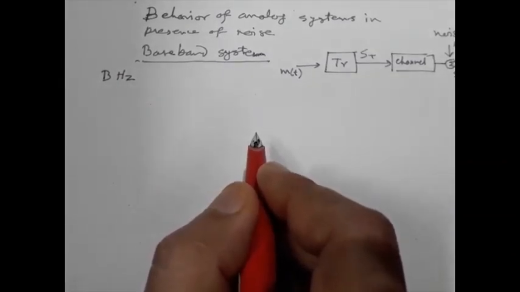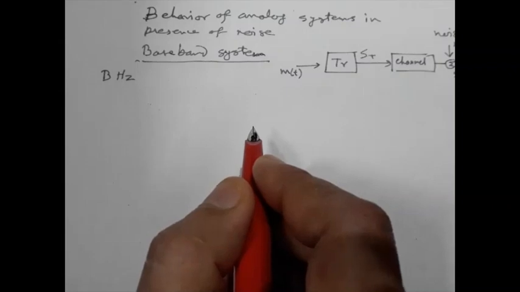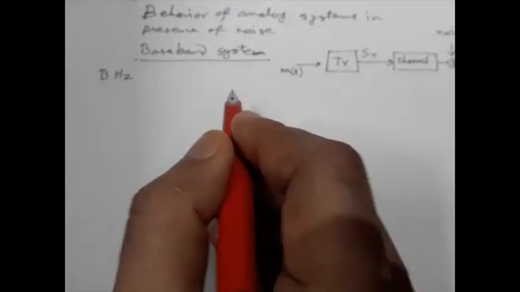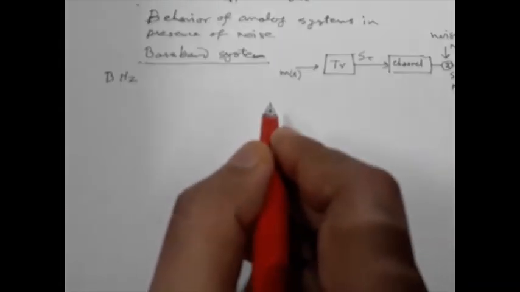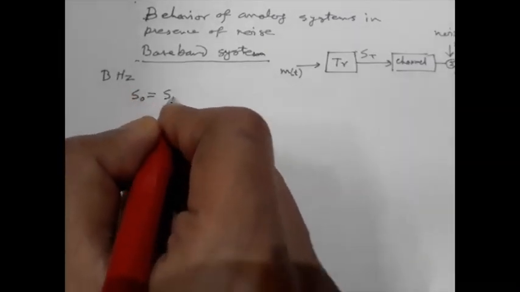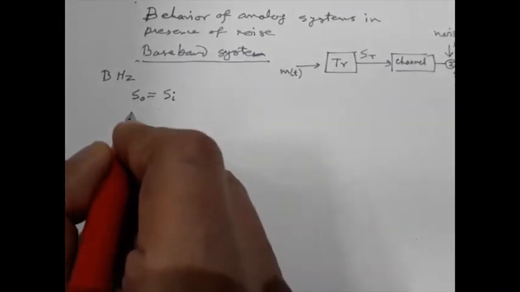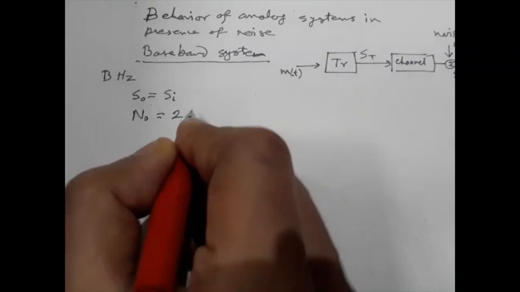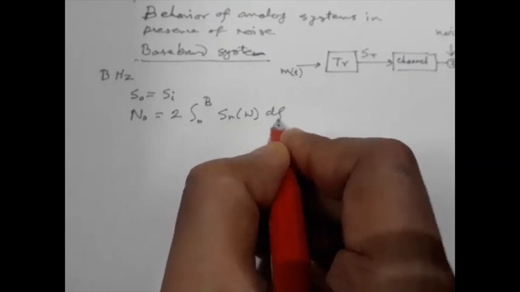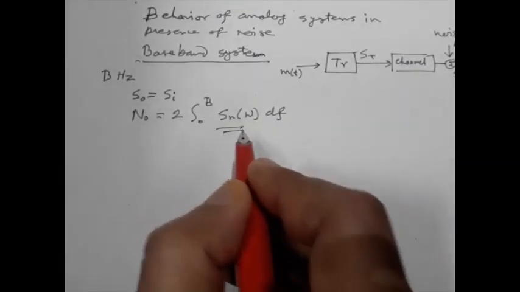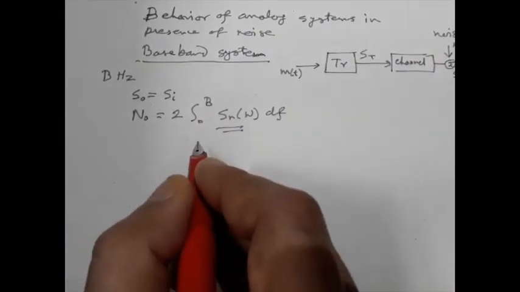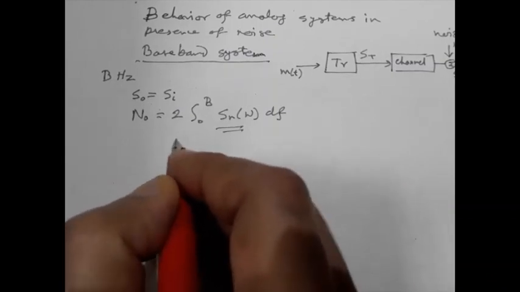Now we shall consider the case of ideal low pass filter for the baseband with bandwidth B at the transmitter and also at the receiver. Now the channel is assumed to be distortionless. Now for this case, S0 equal to SI, and N0 equal to integral 0 to B Sn(omega) df, where Sn(omega) is the power spectral density of the channel noise, and here we are assuming this channel noise is an idealistic white Gaussian noise.